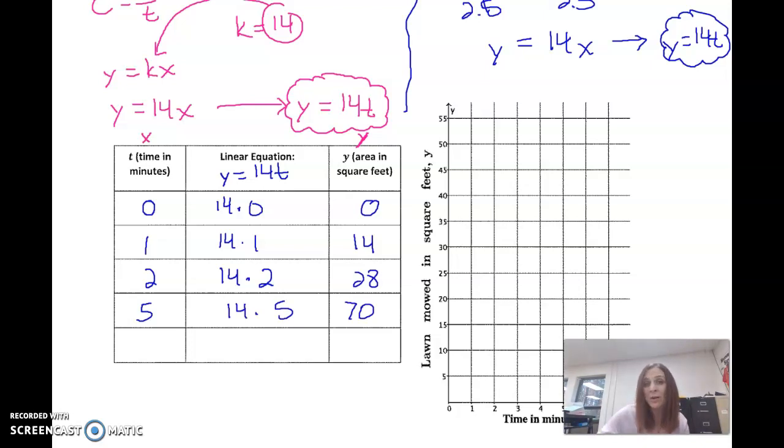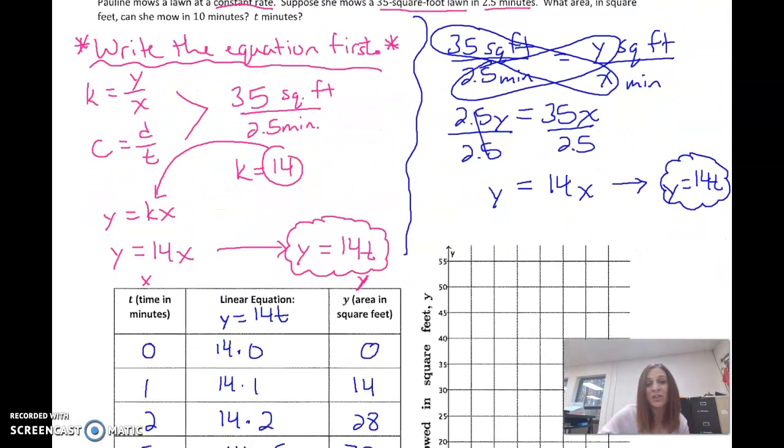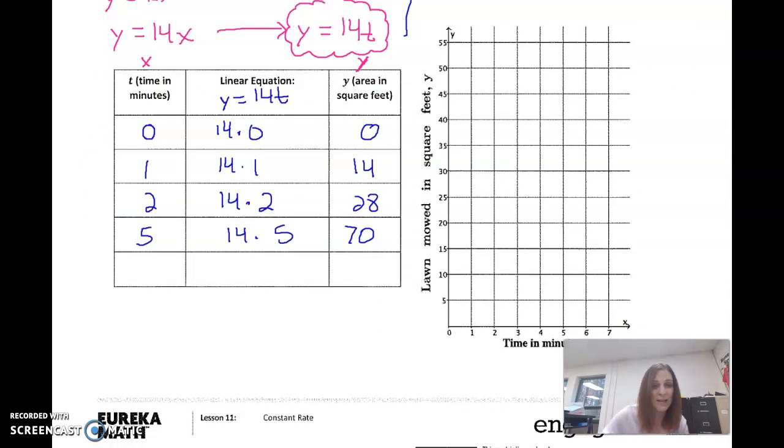The original question wanted to know how much can she mow in 10 minutes? Well, if I put a 10 in here, I can go 14 times 10, and I'd get 140 square feet. She also wanted to know t minutes. Well, in t minutes, she's just going 14 times t. That's really what our equation is.